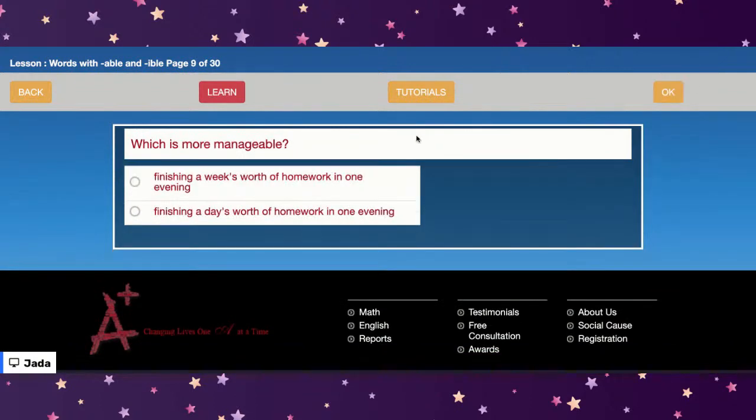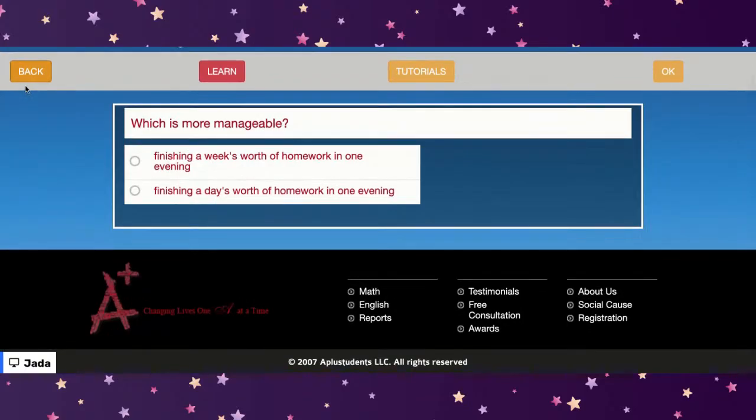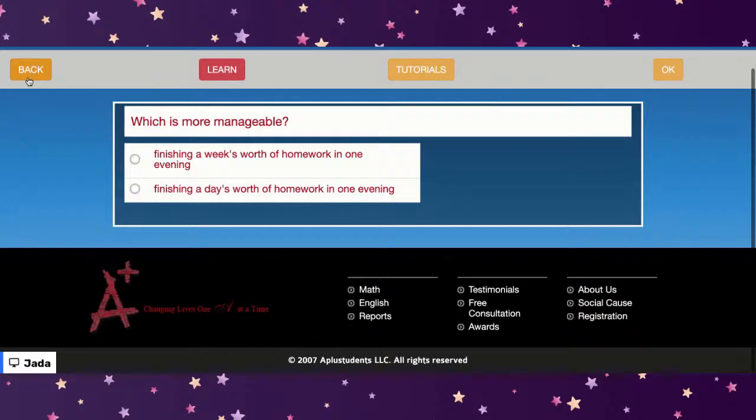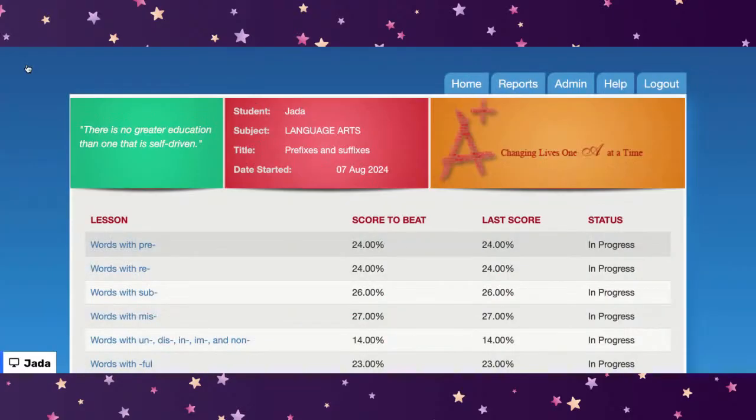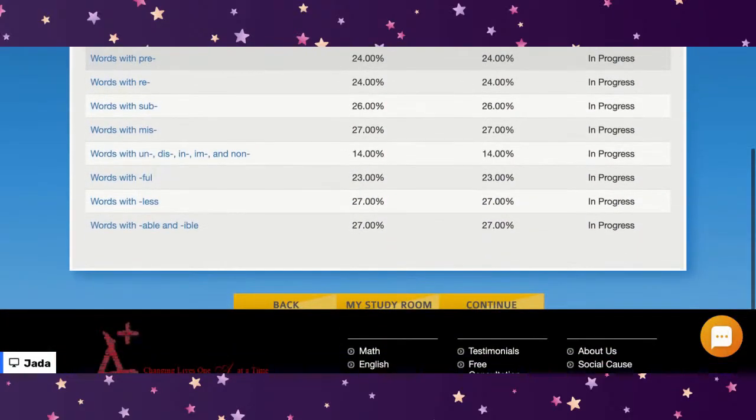Okay, so that's it for this. If you haven't done this, make sure that you complete this, okay? Complete this if you haven't done this yet. And after this, you will have your final test, and then you do the final test, okay?